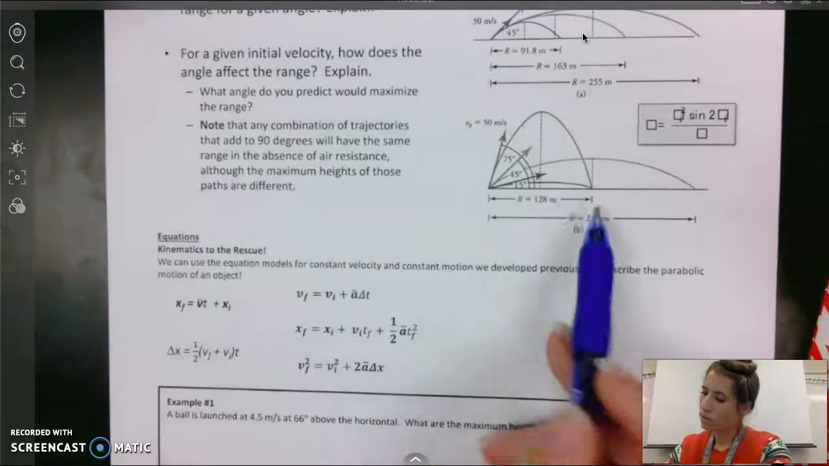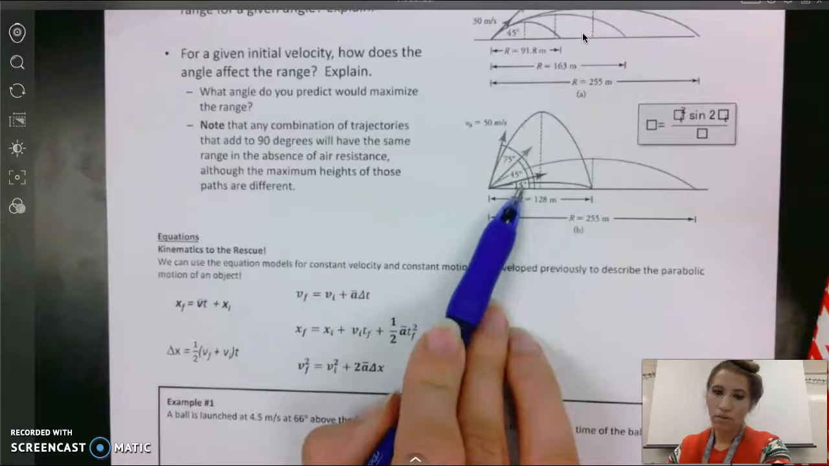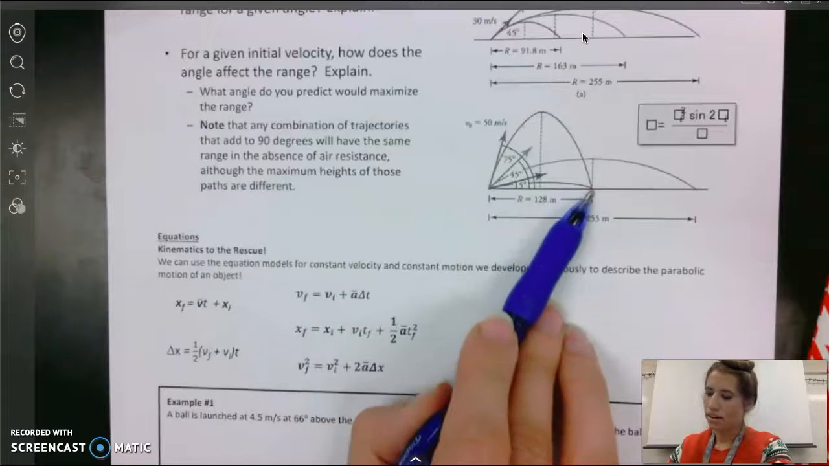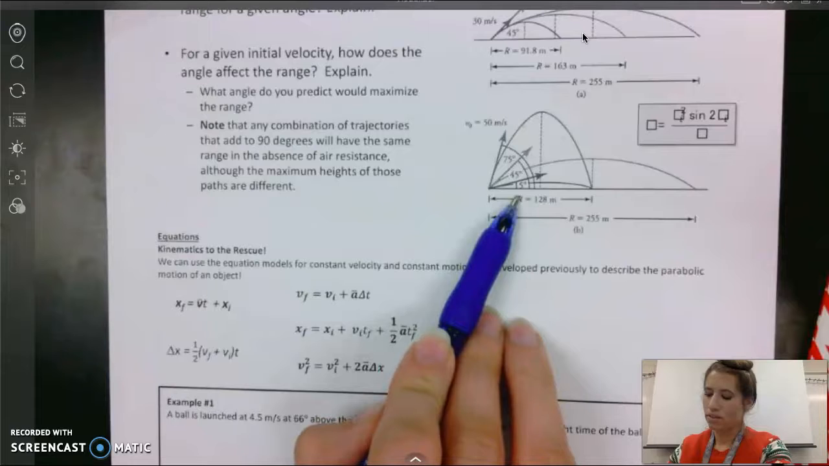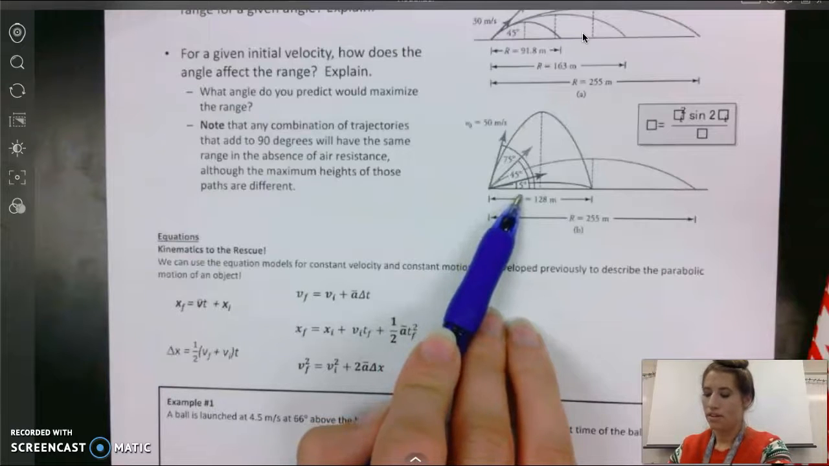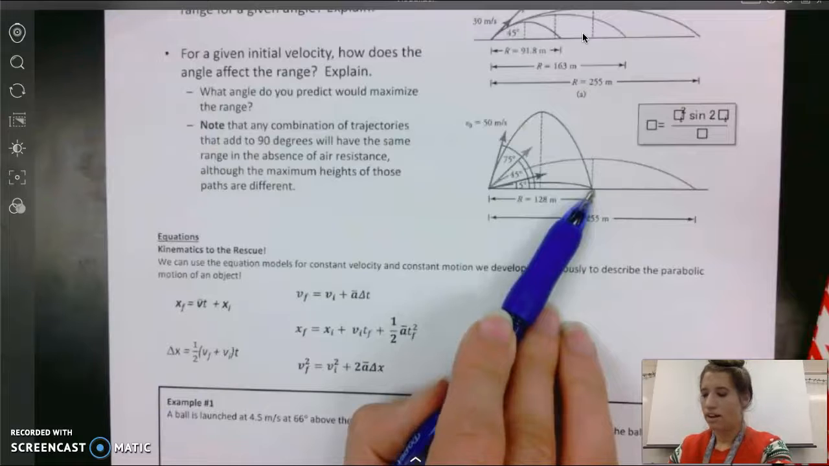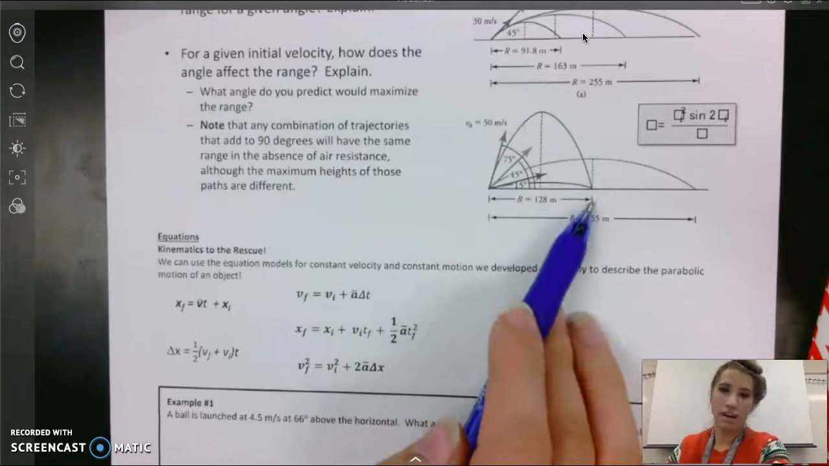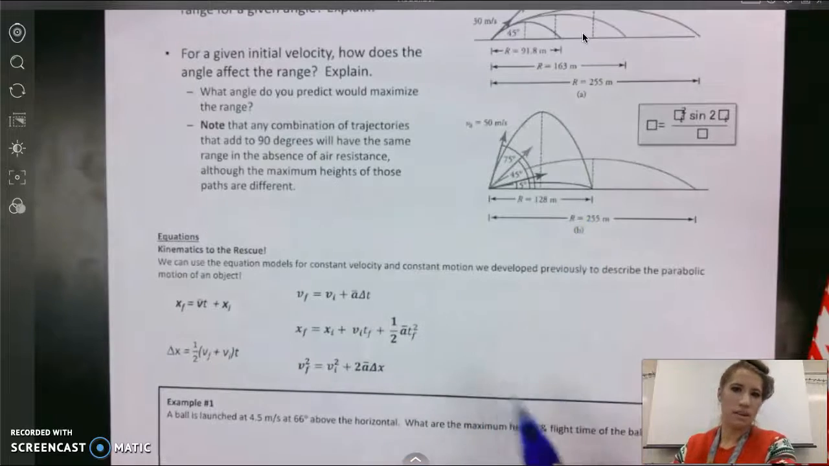Any combination of trajectories that add up to 90 degrees will have the same range. So here's what we're looking at. This one was 75, and that one was 15, and they landed in the same spot. If you take 75 plus 15, that gives us 90, and they're going to land at the same location. So I could tell you the location of one angle, and then you could tell me the other angle that would land that same distance.